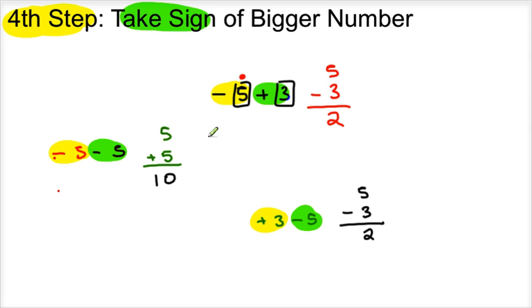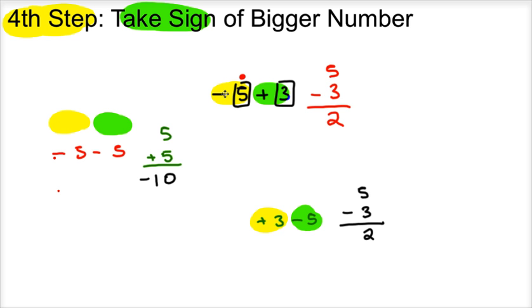So this is where I want to take the sign from the bigger number. Let's look at -5 and -5. Which number is bigger, the 5 or the 5? Well, in this case it doesn't matter, right? Because they're both equal. So what's the sign of this 5? Negative. What's the sign of this 5? Negative. Since both numbers are the same, I'm going to take the negative sign. I have no choice. So -5 minus 5 is -10.